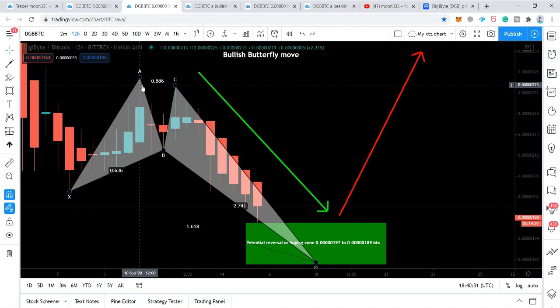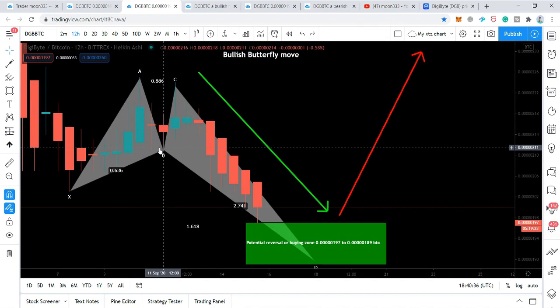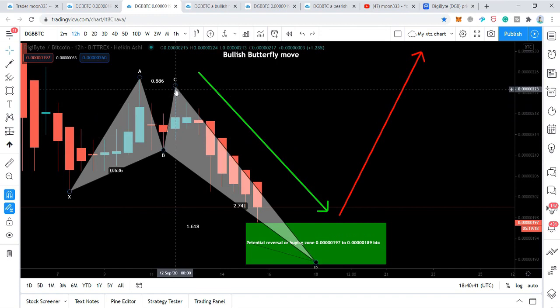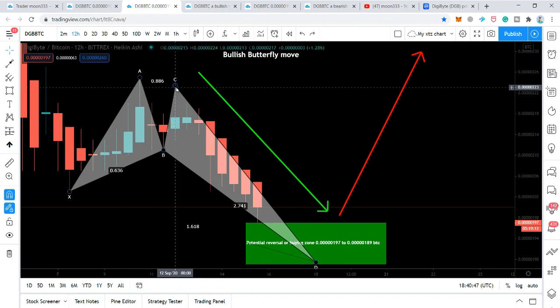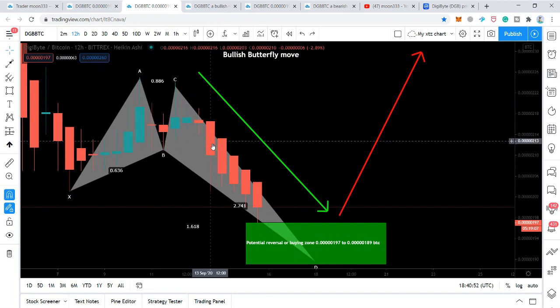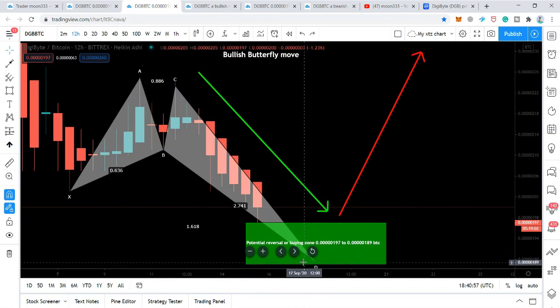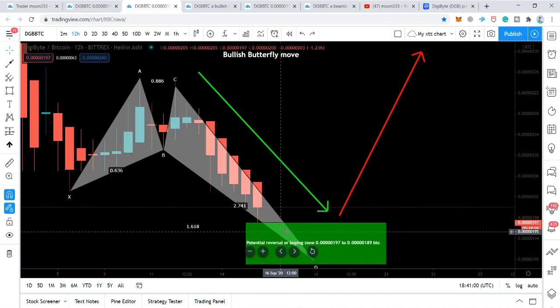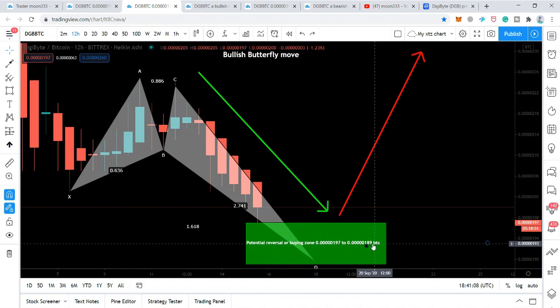This was the initial leg, and after that it retraced between 0.618 to 0.786 Fibonacci retracement level. This is the first confirmation for the bullish butterfly pattern. And after that we have the C leg projected between 0.382 to 0.886 Fibonacci projection of the A to B leg. Then finally it has been retraced between 1.27 up to 1.618 Fibonacci retracement level. So this potential reversal zone starts from 197 satoshis and ends at 189 satoshis.